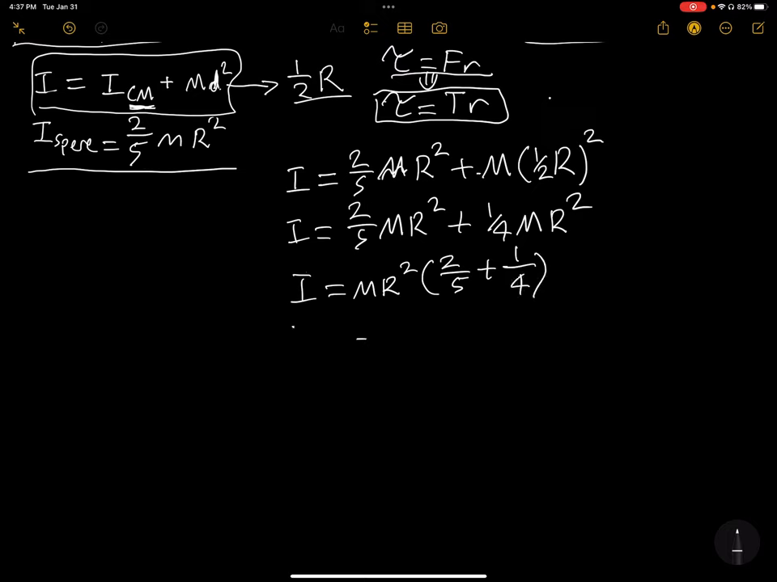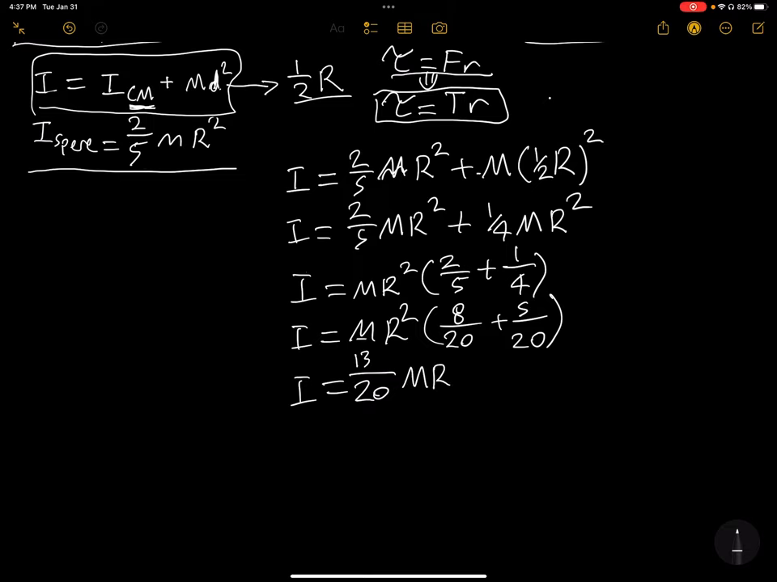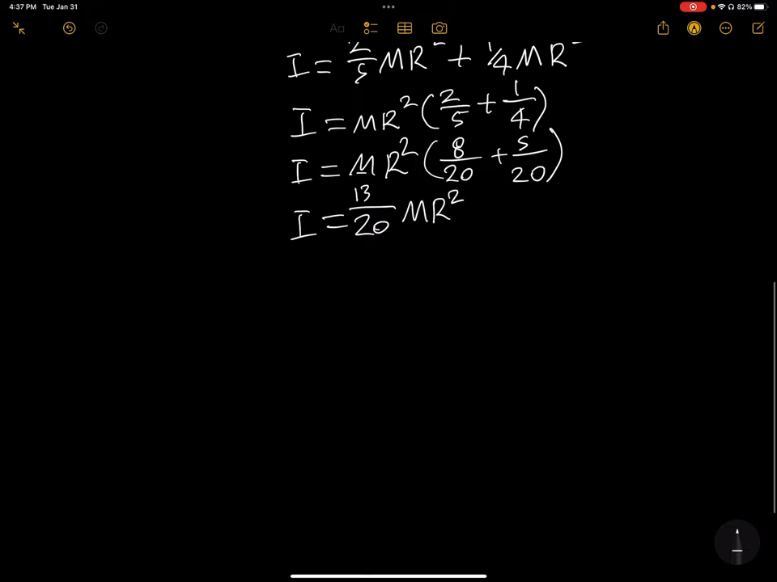2/5 plus 1/4. And so then we use just a little algebra, and we get 20 in the denominator. How nice. 4 times 5, 5, plus this times 4, 8. All right, so then we get our moment of inertia is 13 over 20 M R squared. Boom.